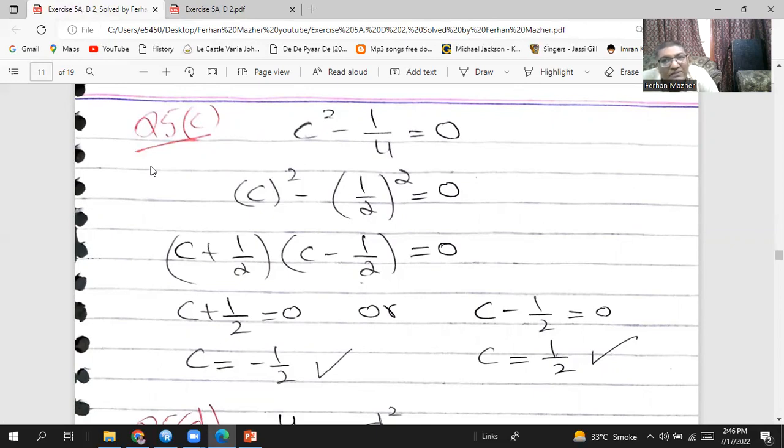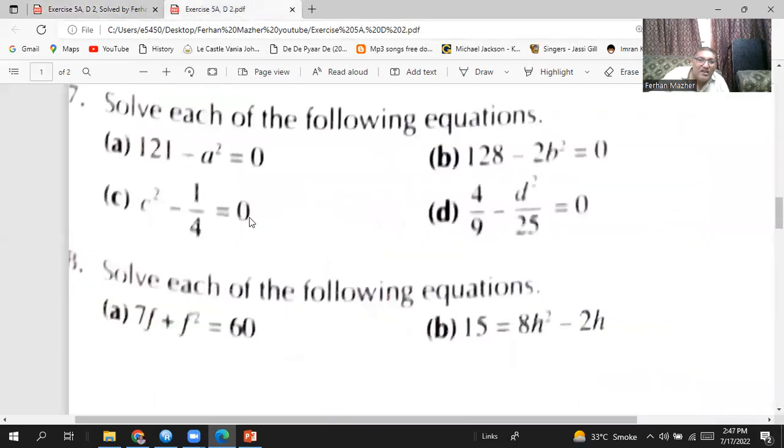These two brackets are multiplying with each other, and the answer is 0. So either the first bracket is 0 or the second bracket is 0. So c plus 1 by 2 equals to 0, so c will be equal to minus 1 by 2. Then c minus 1 by 2 equals to 0, so take the 1 by 2 to the other side. c is equal to positive 1 by 2. So there are two solutions. One solution is minus 1 by 2, the other one is positive 1 by 2.